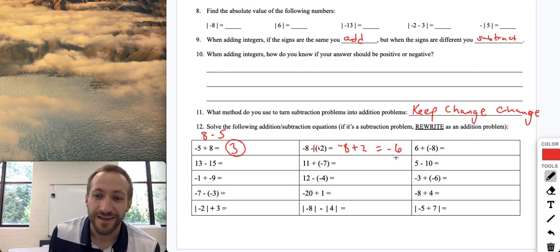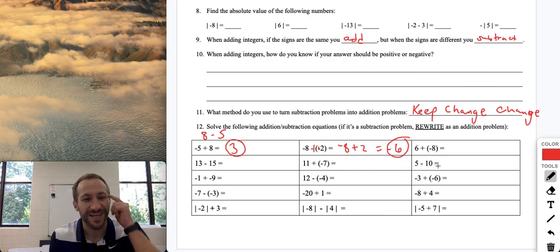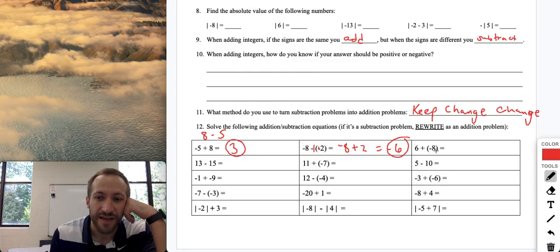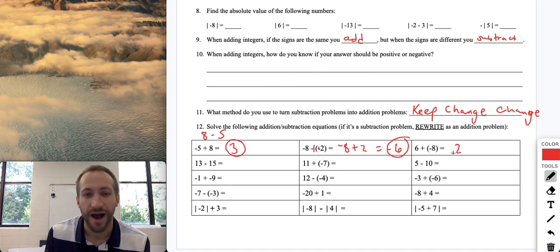So negative 6 is my answer. That's what I'm looking for. The next one, 6 plus negative 8. So different signs. Let me think about subtraction. I'm going to subtract these two numbers and get 2. I'm not going to add them and get 14. I'm going to subtract them and get 2. And now I have to figure out is my answer positive or negative.